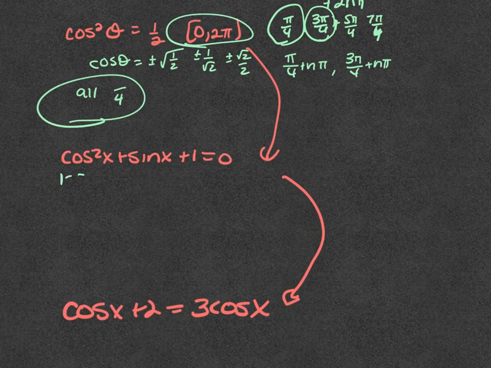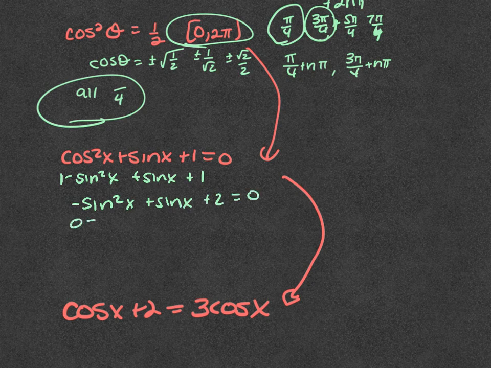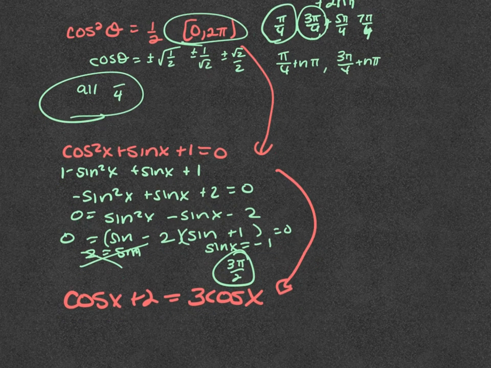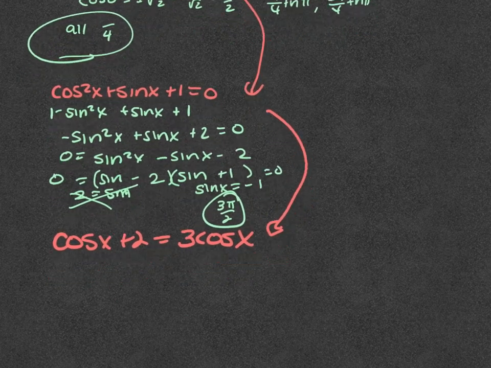This one, I have to do 1 minus sine squared of x plus sine x plus 1, and I get negative sine squared x plus sine of x plus 2. I would move everything to the other side so the sine squared is positive. Factor it. Negative 2, positive 1. Solve it. There is no such thing on the unit circle as sine of x being 2, so I ignored that one. But sine of x can be negative 1, and it happens at 3 pi over 2. Again, that one gave you the interval, so you don't add on the 2n pi. If it didn't give you the interval, you would.